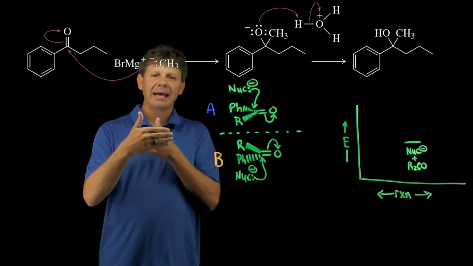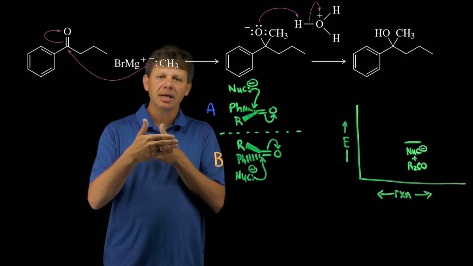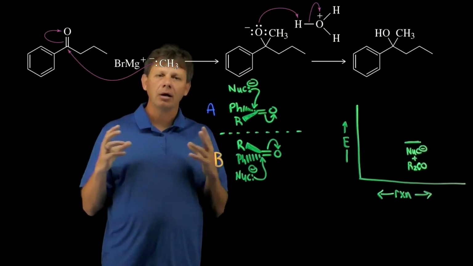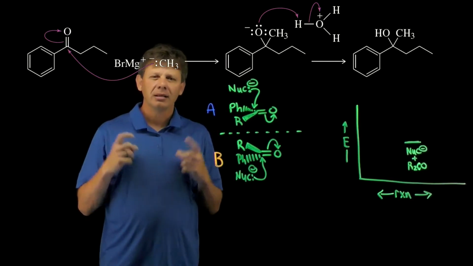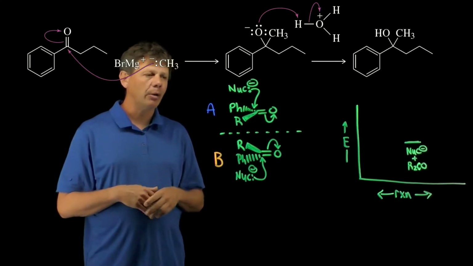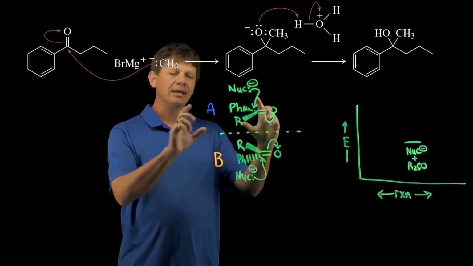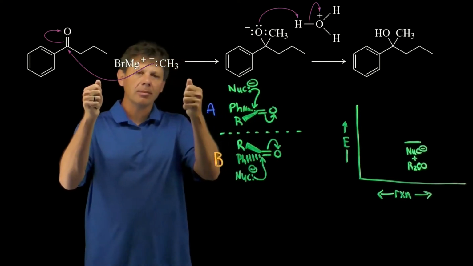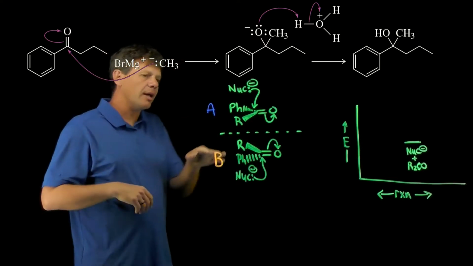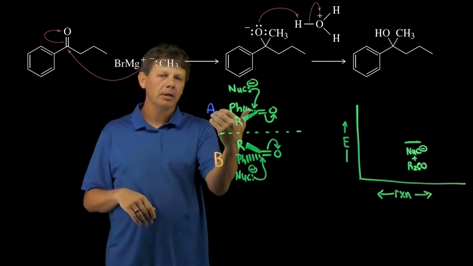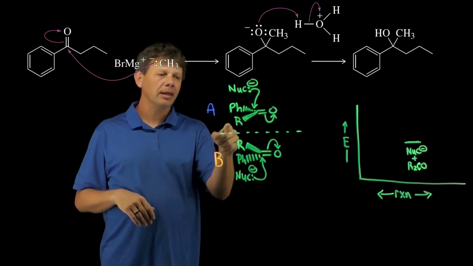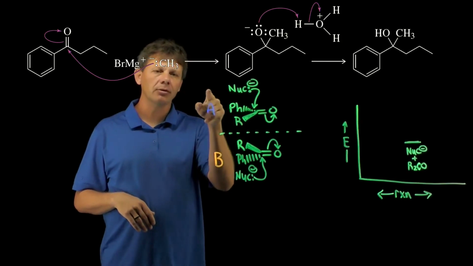or from the back. And because it's a planar object, approach from the front and the back are going to be equal. Let's say a little bit more about that. What I've done here is I've taken and abbreviated it, taken this carbonyl and turned it on its side, where now we have the phenyl group coming away from you and the alkyl group coming towards you.